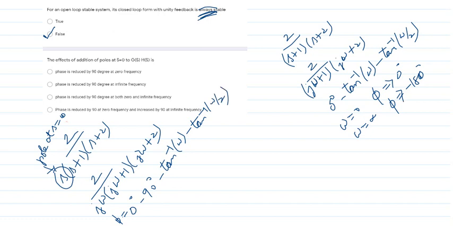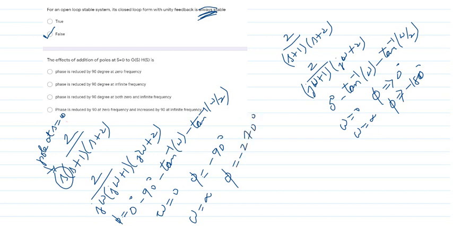Now you can put various values of ω, right? If I put ω as 0, what is the phase angle? Phase angle is minus 90, because when I put ω 0, the other terms are 0 and we get minus 90. Next you put ω as infinity. What is the maximum phase angle possible? This is 90, so minus 90, minus 90, minus 90, it becomes minus 270.